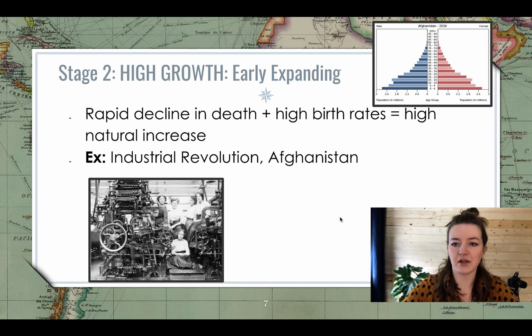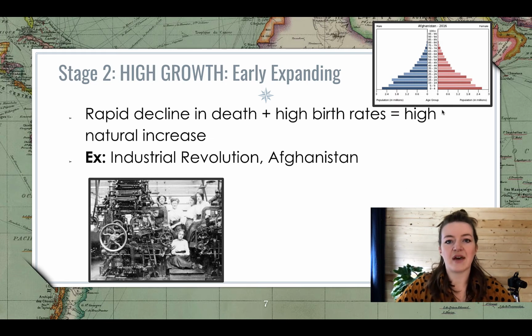So if we look up here in the top corner, we'll see the Afghanistan population pyramid from 2016. And this is what a stage 2 population pyramid will pretty much just always look like. Really wide base, really narrow top, meaning that we have a lot of very young people, especially a lot of very small children, and not very many old people. They're just not living that long.